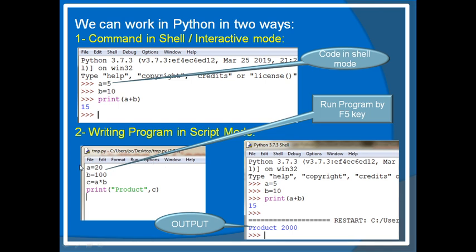While if you want to write it as a Python program, this is Notepad. You have opened file, new file. So this Notepad has been opened, where you have typed the program: a equal to 20, b equal to 100, c equal to a into b, print product comma c. That means the word product will appear as it is, then the value of c will appear. What is this? This is product space 2000.